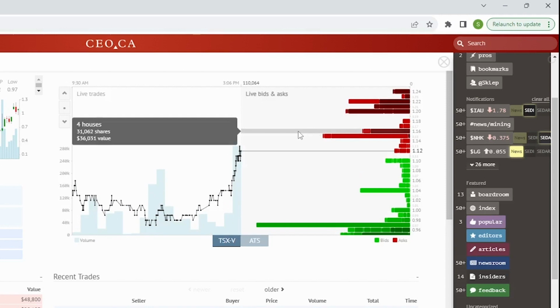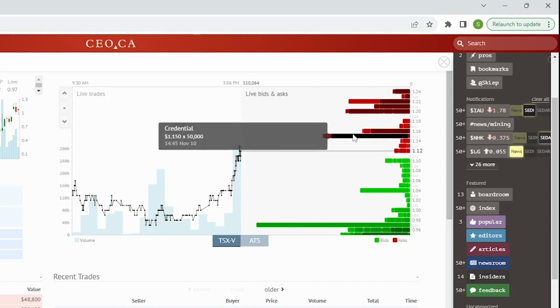Now, to get more detail, you can hover over the bars and you can see more details. So over here, we see the house that's wanting to sell in this example, at what price point, so $1.15, how many shares, 50,000, and the exact time that order was placed. So 2:45, so it was roughly 15 minutes ago, 20 minutes ago.